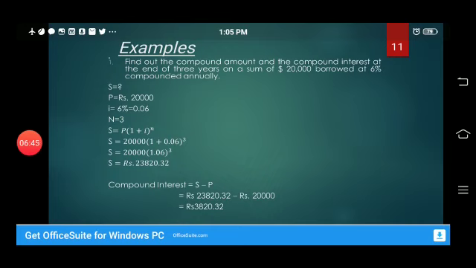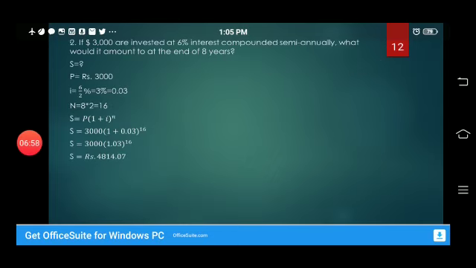And the compound interest is equal to S minus P. So S is equal to 23820.32 and the P is 20,000. By subtracting it, we get the compound interest, that is 3820.32.